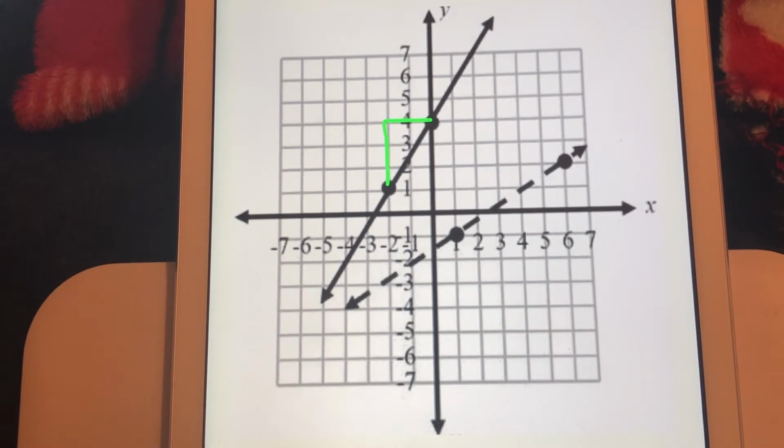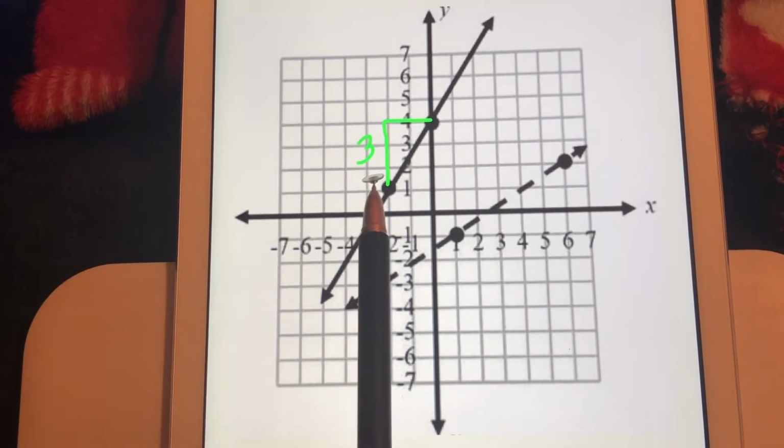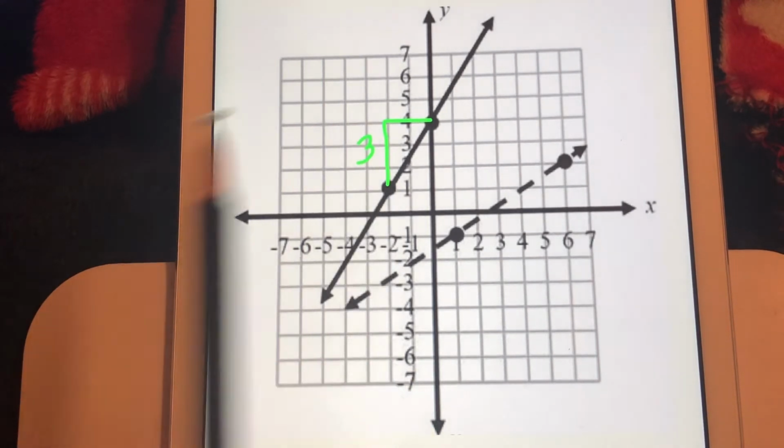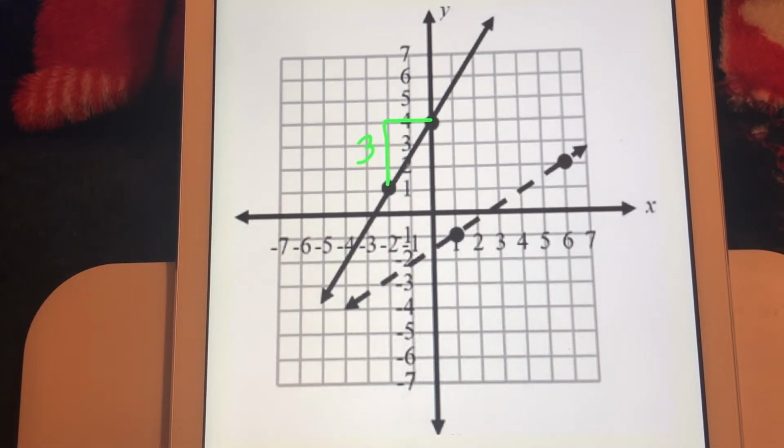You can see that in green there. Remember, we want to do vertical change, or the rise, first. The difference in the vertical change is 3. We're going up 3 units. From here we go up 1, 2, 3. So that's the rise or the vertical change. The horizontal change is going to be 2. So the slope is that ratio, rise over run. The slope is 3 over 2, and it's going to be positive. Positive 3/2 or positive 1.5.